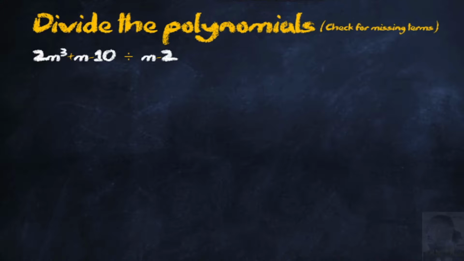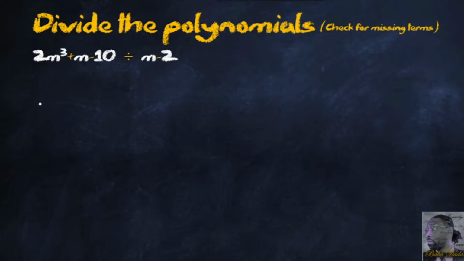I can already see that we are missing a term here. We're missing an m squared term. So we're going to plug 0m squared into this polynomial, kind of like a placeholder, because we wouldn't be able to actually do the division properly if we didn't have this placeholder. So that's why we're doing this.